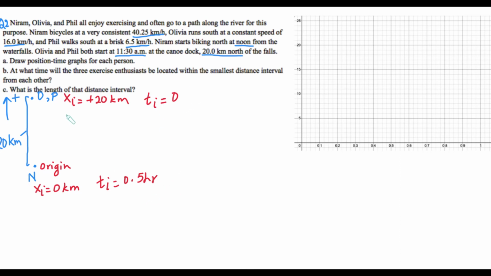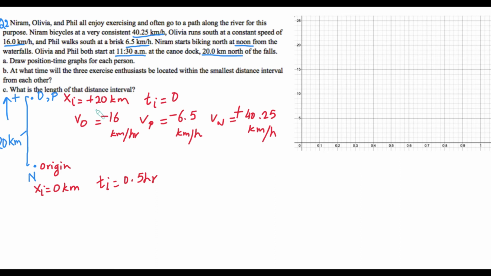What about all the velocities? Let's gather that data as well. Velocity of Olivia, velocity of Phil, and velocity for Niram. Olivia and Phil are moving southwards, so their velocities would be negative. Olivia is running at 16 km per hour, so negative 16. Phil is walking southwards at 6.5 km per hour, so we should write negative 6.5. Niram is biking north, so his velocity would be positive 40.25. Now we have the initial time and position as well as the velocities for all the three people.